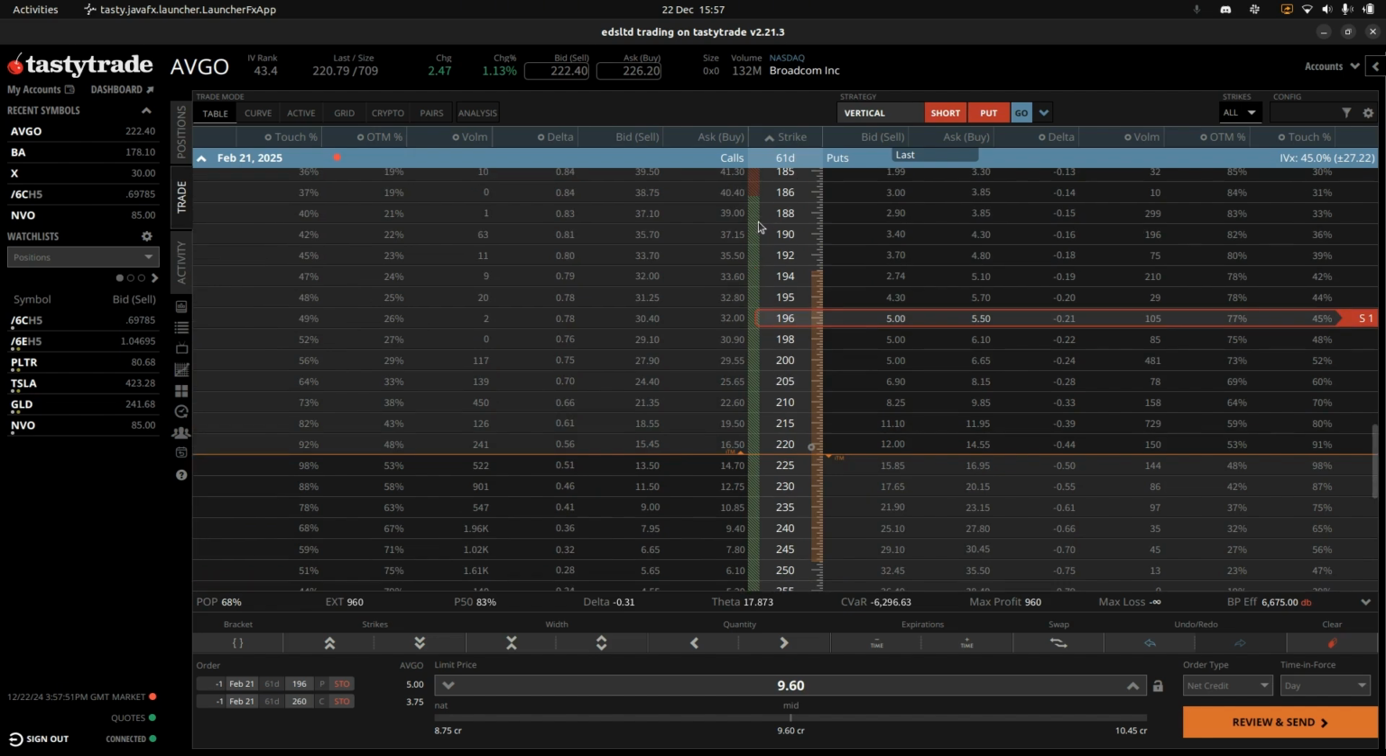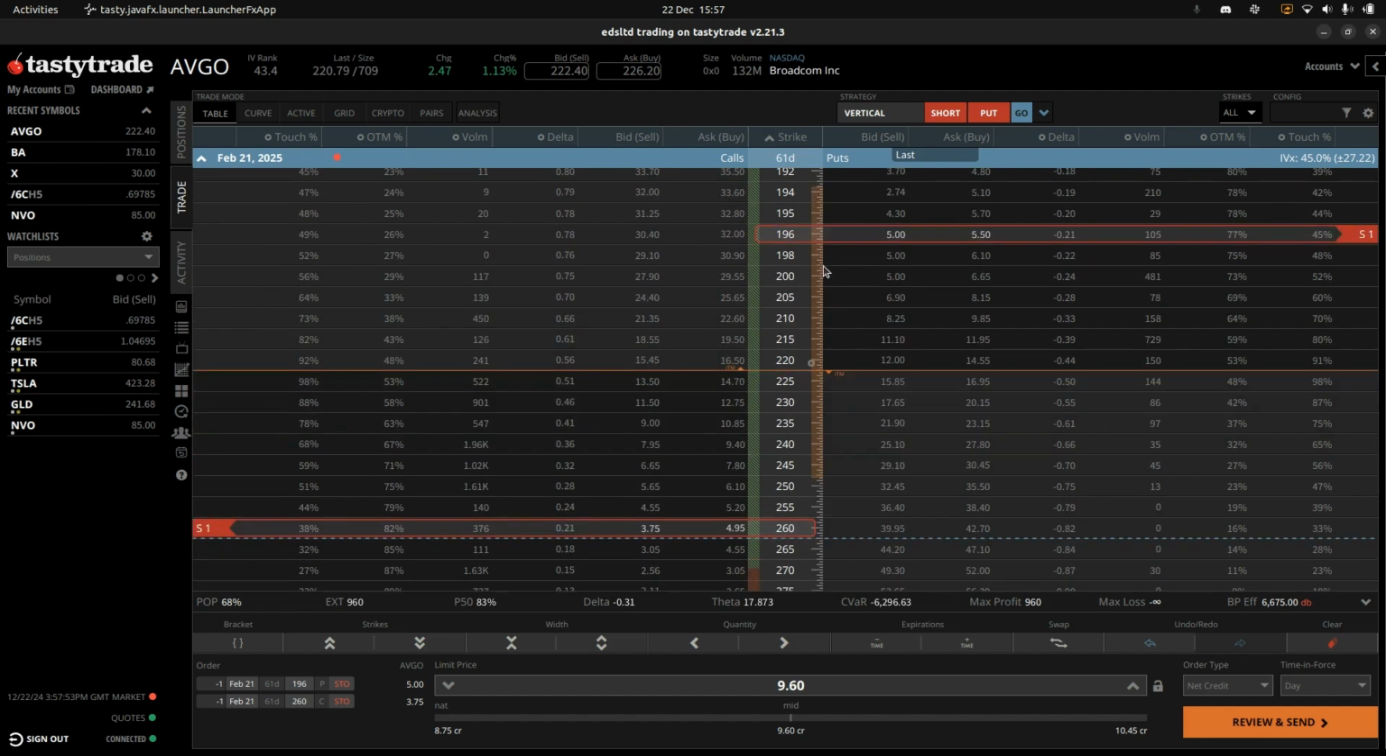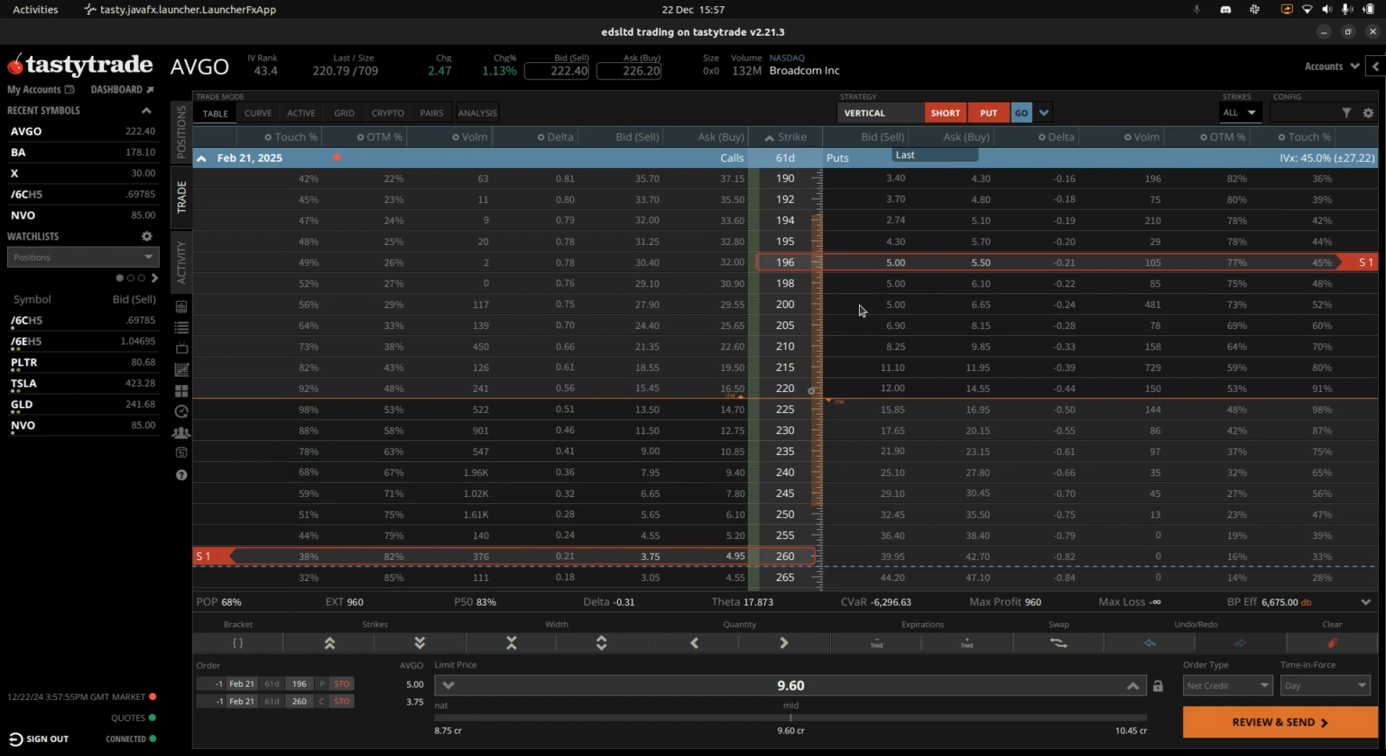Now, what you'll notice is this green bar overshadows this orange expected move, which is going to lead to a very nice and high probability of success. And as we can see here in the bottom left corner, we've got a probability of profit of 68%, which means that at expiration in 61 days time, we've got a 68% chance of making at least 1 penny on this position, which is a very, very high probability of success.